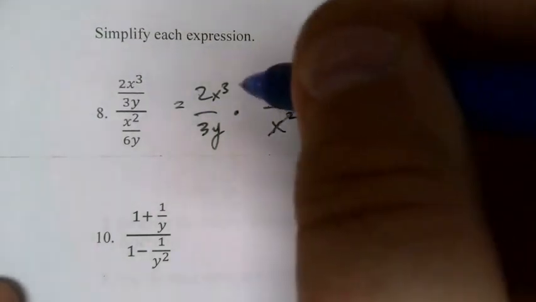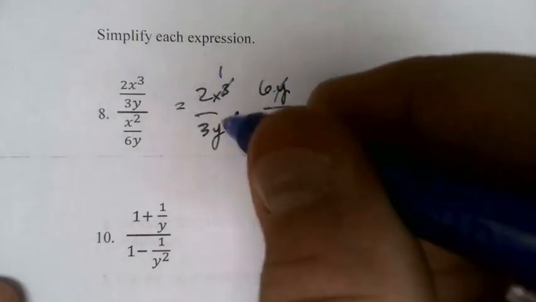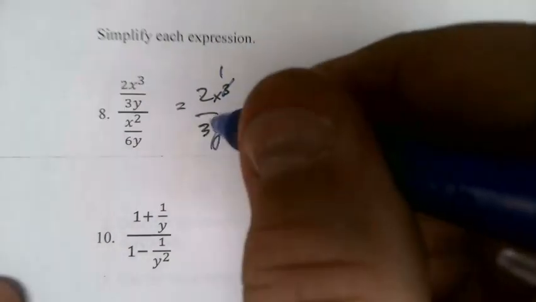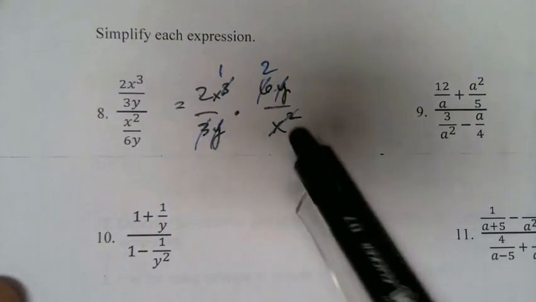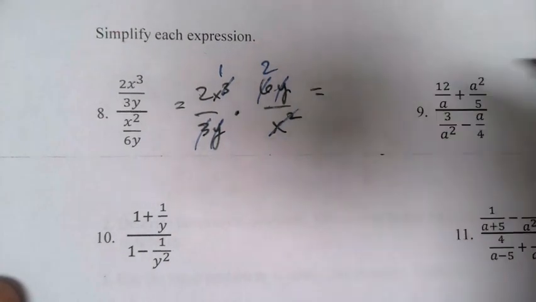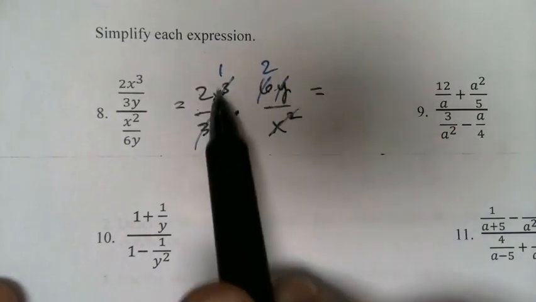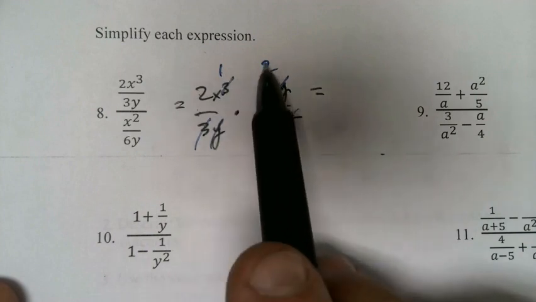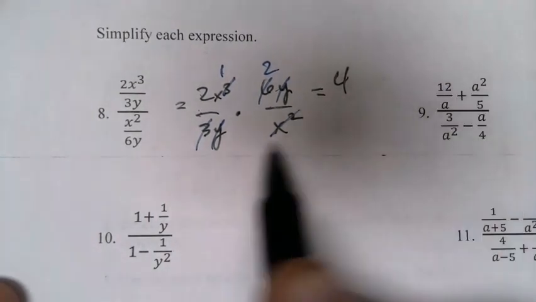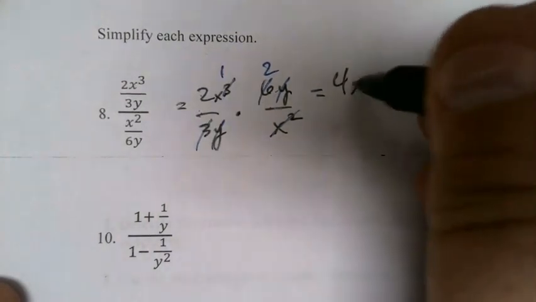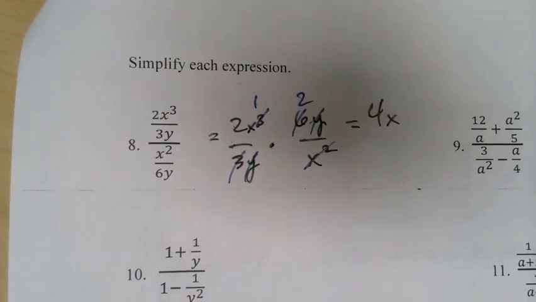Now, the x squared cancels one of these and leaves me with x to the first. The y cancels out the y. And this 3 underneath the 6 reduces to a 2. And so everything's gone off the bottom. And all I'm left with is 2 times x to the first times 2 times 2. So 2 times 2 is 4. And this x to the first is just 4x. And that's it. That's all there is to it.